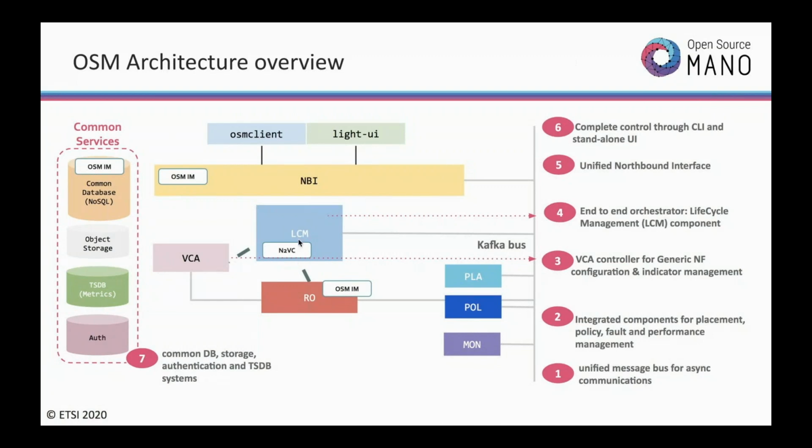LCM has direct communication with VCA, which is the component that controls the configuration of network functions. So it gets inside the network functions and configures them. Today, our main element there is a Juju controller that works by way of charms, which are pieces of software that can manage the life cycle of applications and the state of these applications. Through these charms, we configure the network functions. You will learn more about charms on Wednesday.